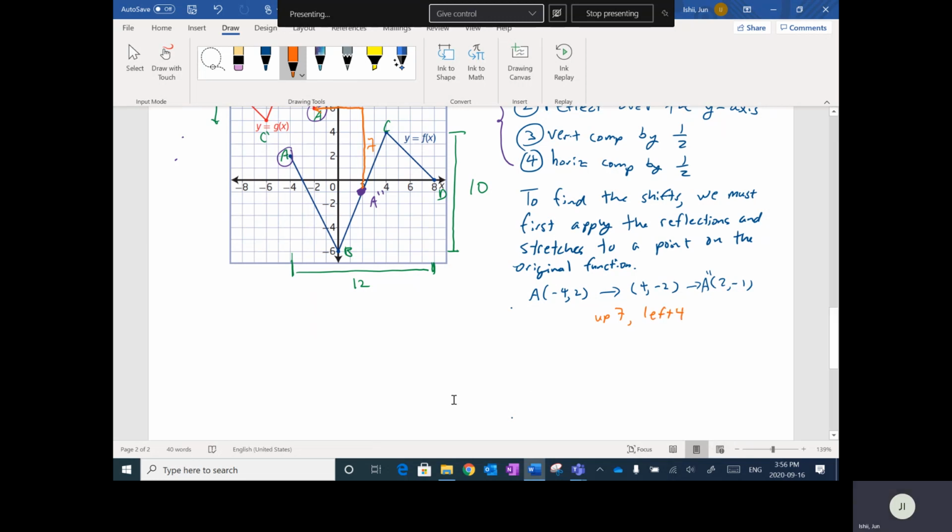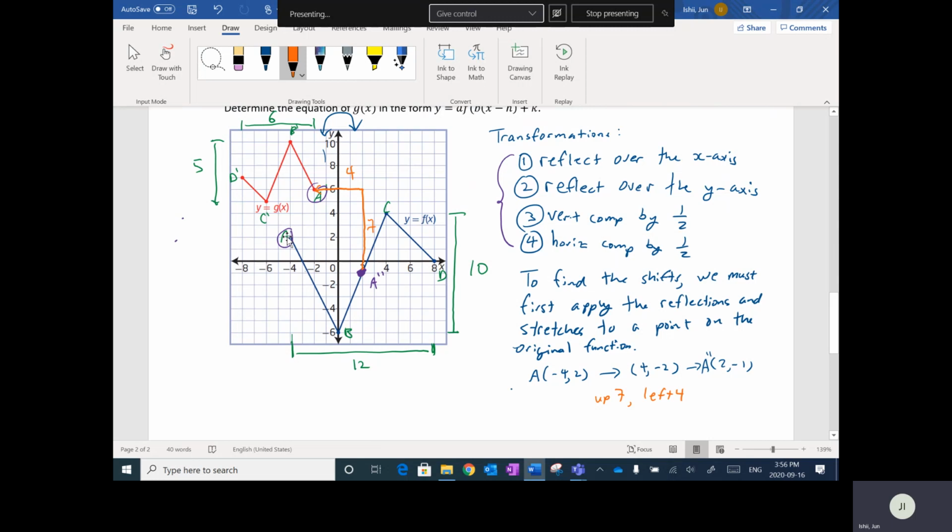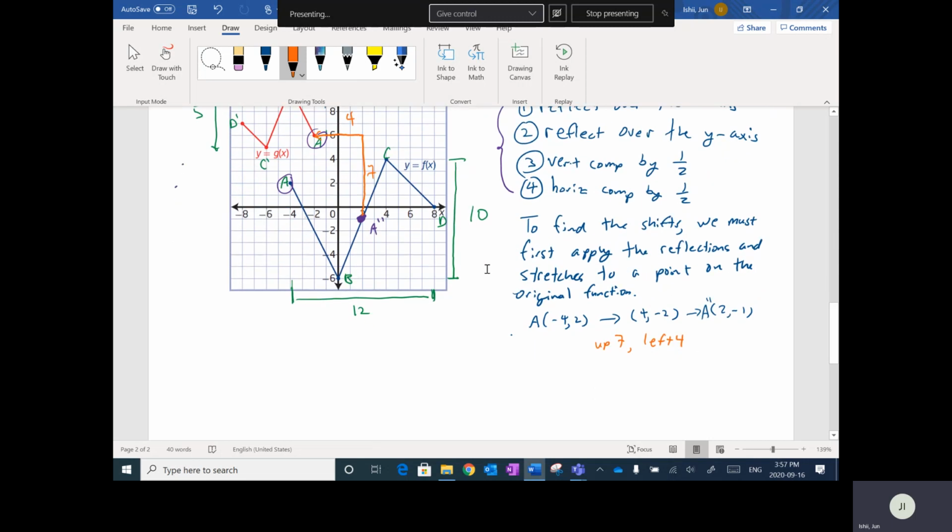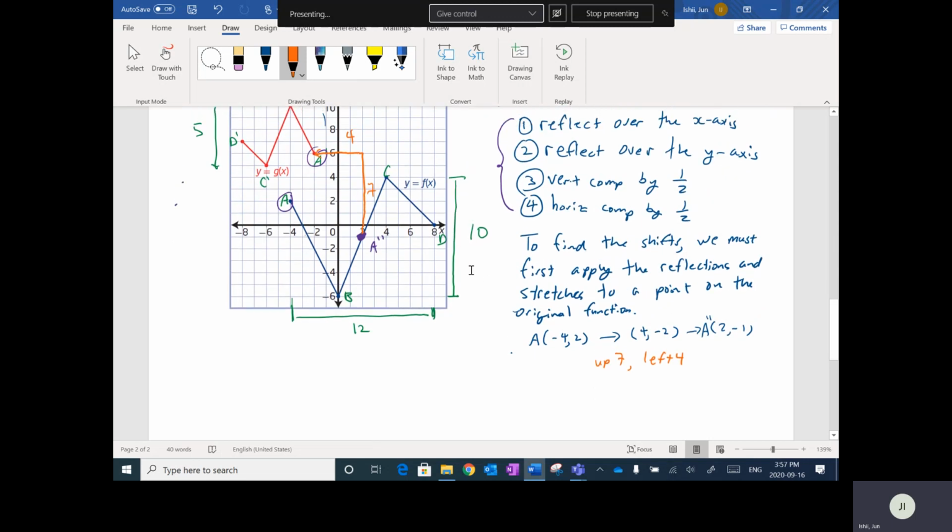Again, you're not going to count the shifts from the original A. You're not going to go right 2 and up 4. You need to actually apply the reflections and stretches to point A. That'll get you to this point here, and then from here, you're going to count up 7 and left 4. Okay, cool. So these are the other transformations, you can number them off as 5 and 6.